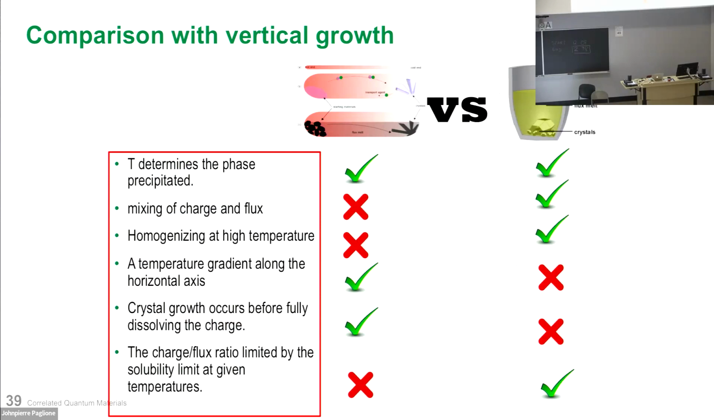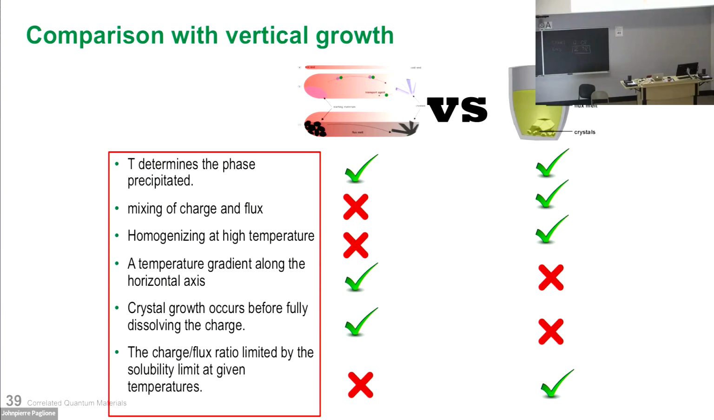It's sort of a comparison of this horizontal liquid flux growth with the vertical growth. The temperature does determine the phases that precipitate. This is just for the phase diagram. You don't have to mix the charge with the flux. In this case, you just put the charge at one end, typically the hot end, and then the flux at the other end. Unlike that for traditional flux growth, you don't have to homogenize at high temperatures to make sure everything is homogeneous.